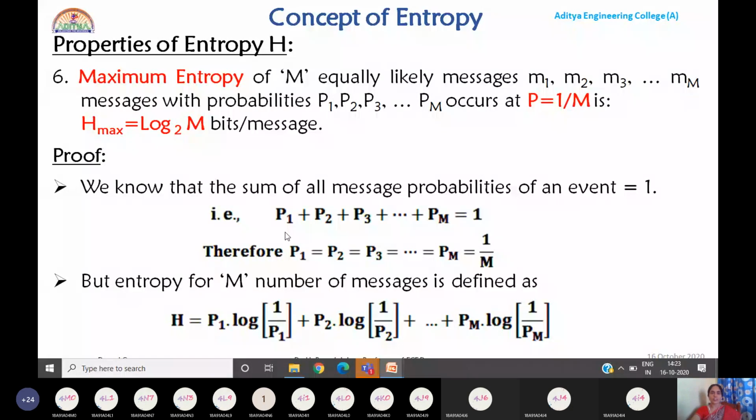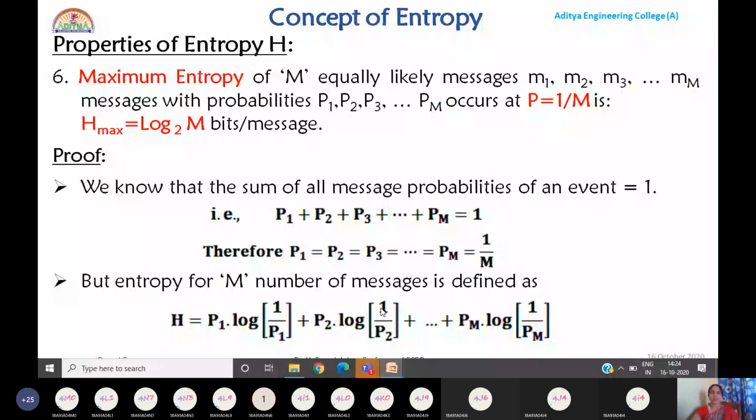But entropy for m number of messages is defined as what? What is the general expression for entropy of m messages? It is a summation series that ranges from 1 to m. So summation j is equal to 1 to m, Pj log 1 by Pj base 2, as we said. So it will be P1 log 1 by P1 plus P2 log 1 by P2 plus up to so on Pm log 1 by Pm.